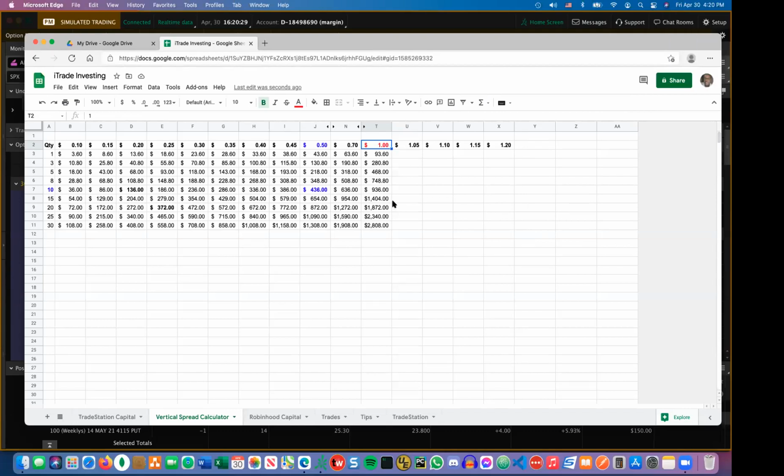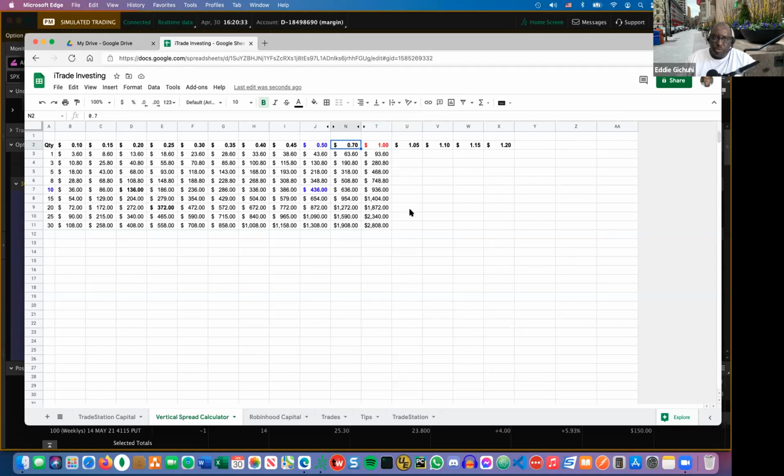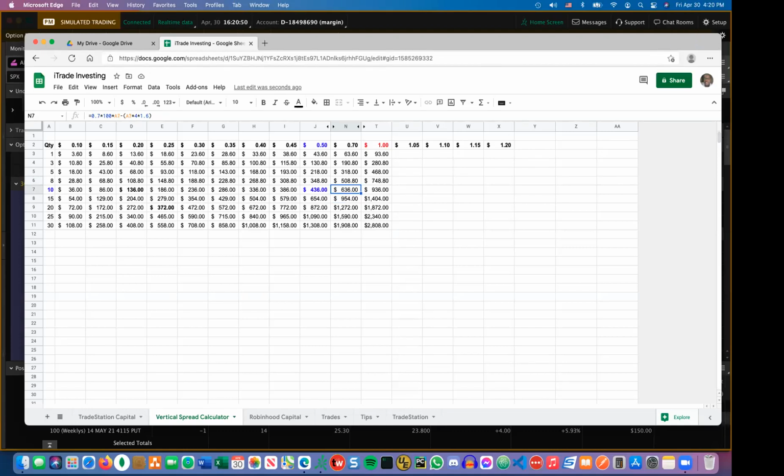Right. In which case, you'd be operating on this column over here. So 70 cents would be your net credit, meaning that's how much you receive, you get to keep after all that transaction. And then you go find the column for how many you sold. And if you had sold 10, then your net profit would be $636.